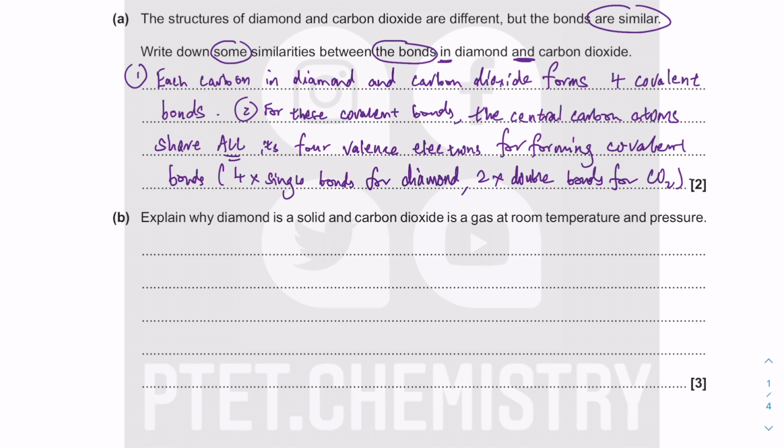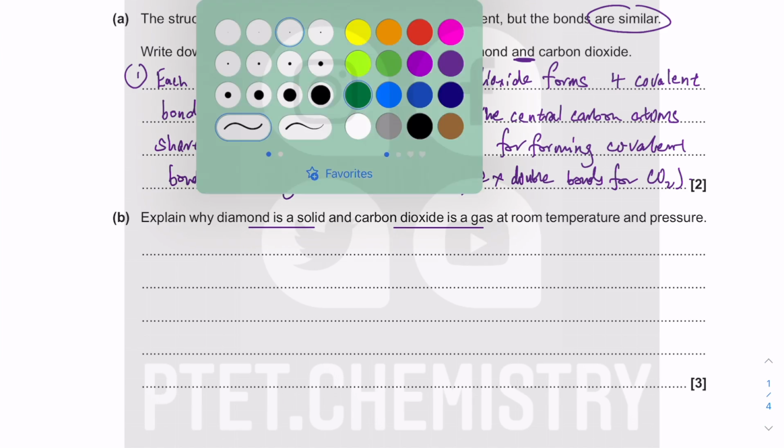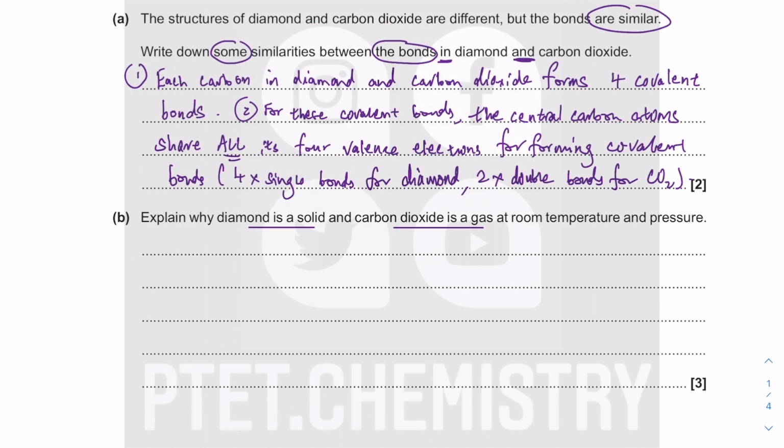Okay, so next bit is why diamond is a solid, why carbon dioxide is a gas. So this is the kind of question where you will have done in your checkpoint, where it's about the difference in states of matter, and the difference in states of matter come down to melting point and also boiling point. So this is a solid. In fact, it has high melting point and boiling point. This is a gas. It has low melting point and boiling point.